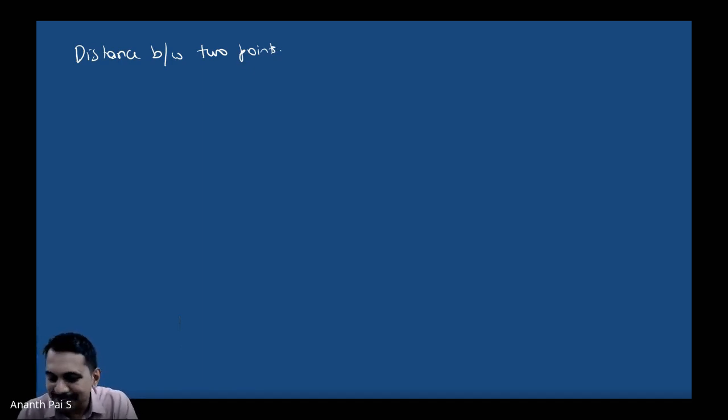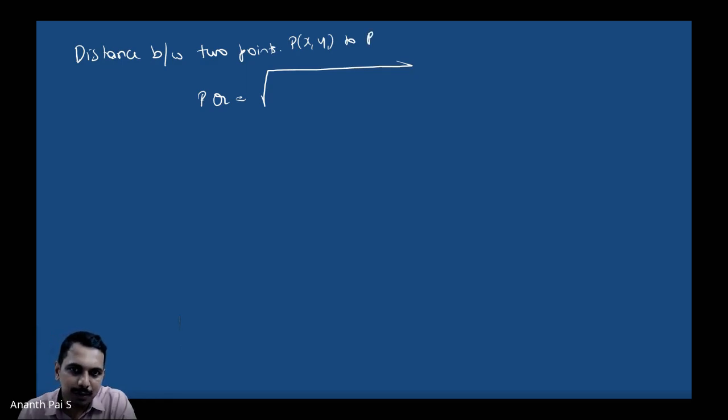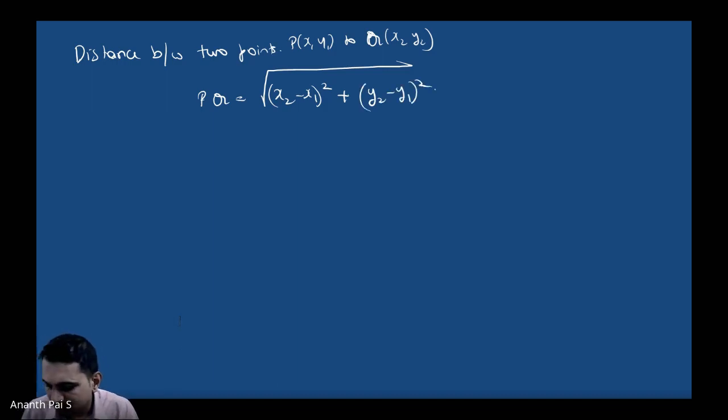Distance between 2 points PQ is equal to square root of, where P is x1, y1 and Q is x2, y2. Very simple one. So it is x2 minus x1 the whole square plus y2 minus y1 the whole square. Right? So this is known. All those things are not required. Nothing great in that. The questions are a bit challenging, but I think you can do it.